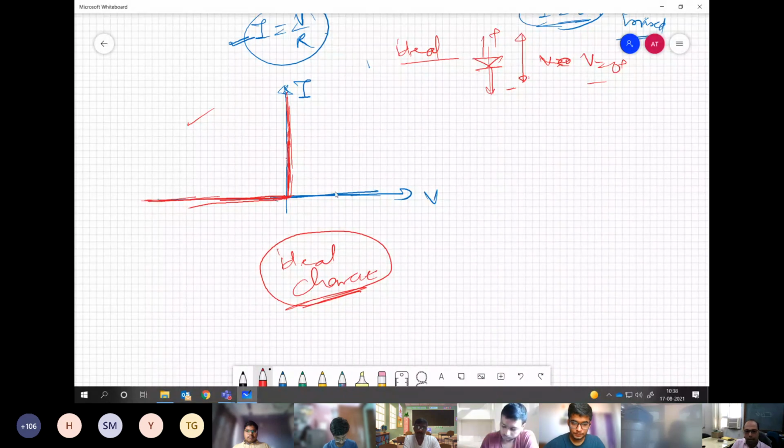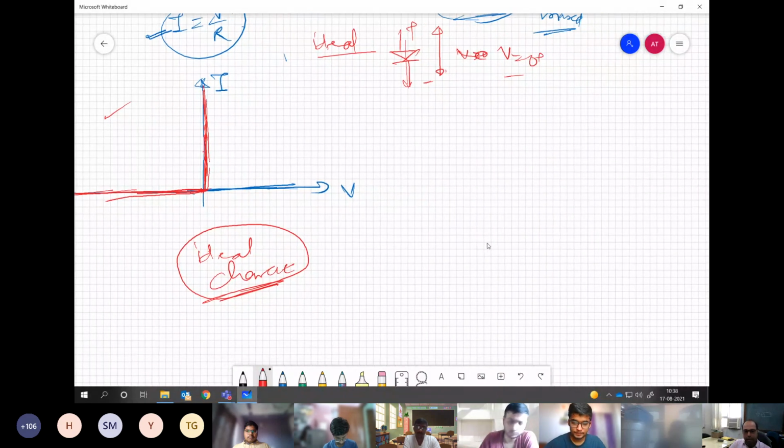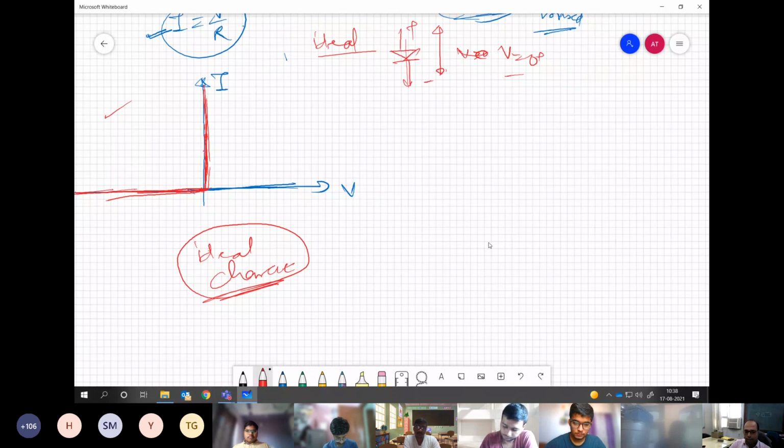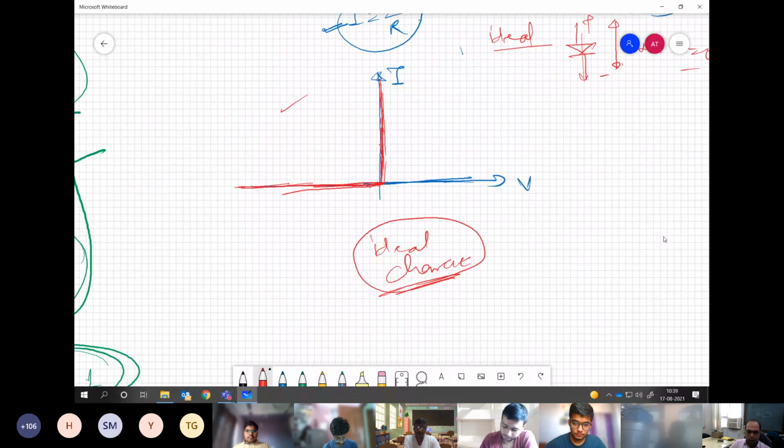However, the practical diode, of course, will deviate from this ideal characteristic. Okay, let us draw in this only. Where would it deviate? First of all, it will not start conducting for just above zero value. It will take some more voltage for the diode to conduct. And current will not just vertically rise, it will have some more slope. So gradually it will rise.